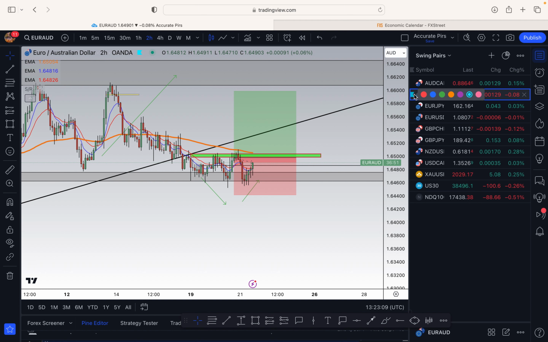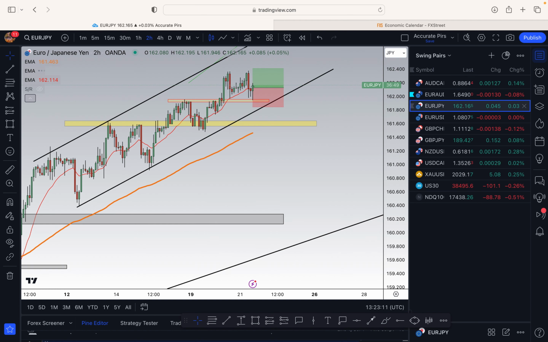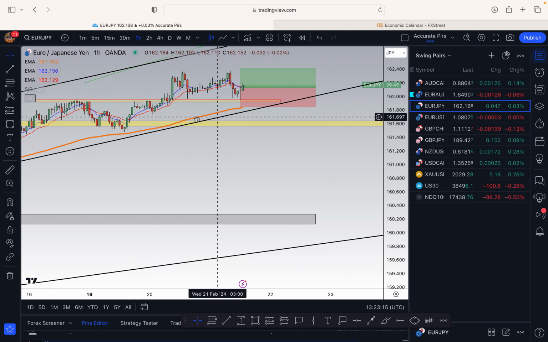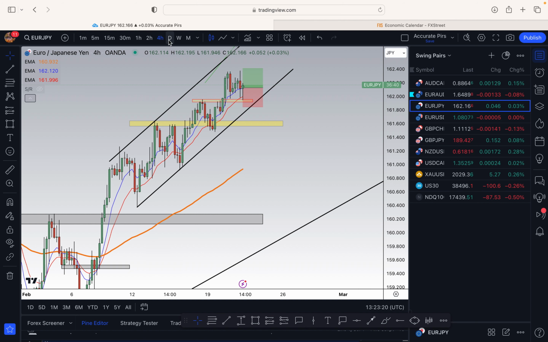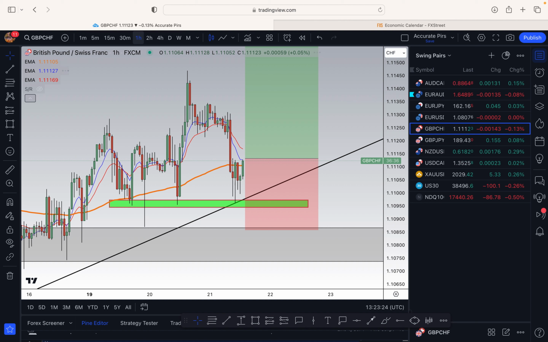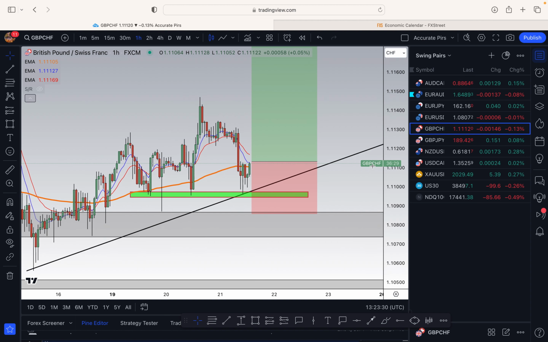So we've got a setup on Euro AUD, and EJ. We've got a setup on as well. This is probably going to be a 1-to-1 risk reward ratio. Euro AUD, we missed that setup. And GBP/CHF is our other setup as well. So that's 3 trades that I've given you to take on in the Forex market.